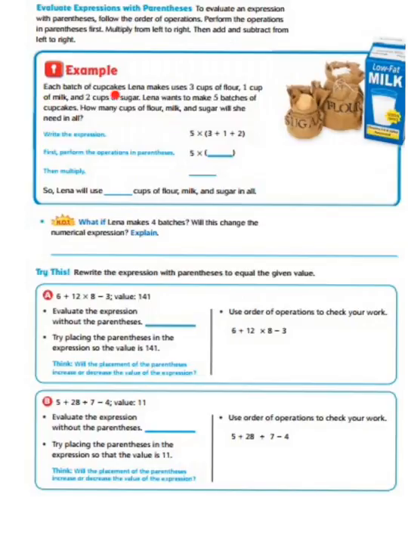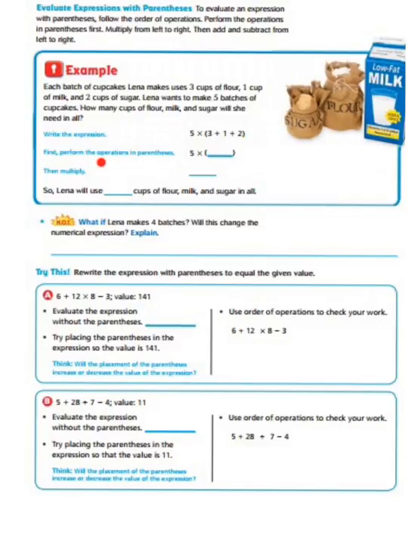So each batch of cupcakes Lena makes uses 3 cups of flour, 1 cup of milk, and 2 cups of sugar. Lena wants to make 5 batches of cupcakes. How many cups of flour, milk, and sugar will she need to use in all? So we can write the expression, and we need 5 batches, so we have 5 times. And we're doing the times because everything over here is going to be the same with each batch of cookies. So we've got our 3 cups of flour, 1 cup of milk, and 2 cups of sugar.